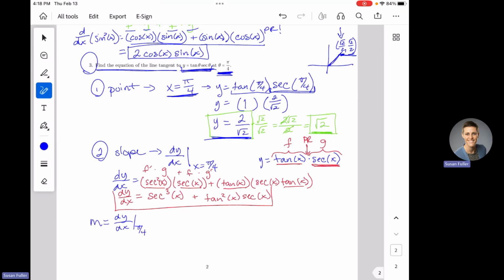So if I plug pi over 4 in, I'm going to get secant cubed of pi over 4 plus the tangent squared of pi over 4. Let me plug that in.